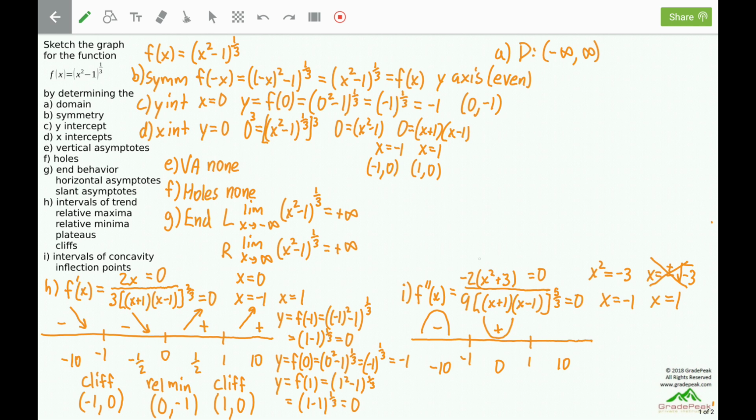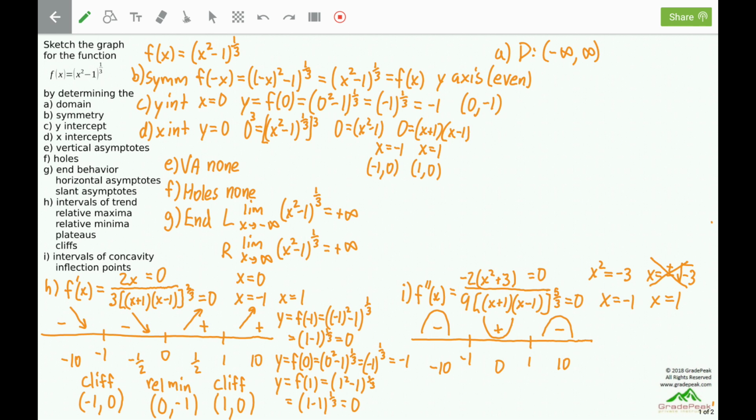Plugging in the test value of 10 into the portion of the second derivative that matters. 10 plus 1 is positive. 10 minus 1 is positive. Positive times positive is positive. To the 5/3 will still be positive. We have the negative 2 over that. Negative over positive is negative. We have a negative second derivative. This corresponds to concave down.